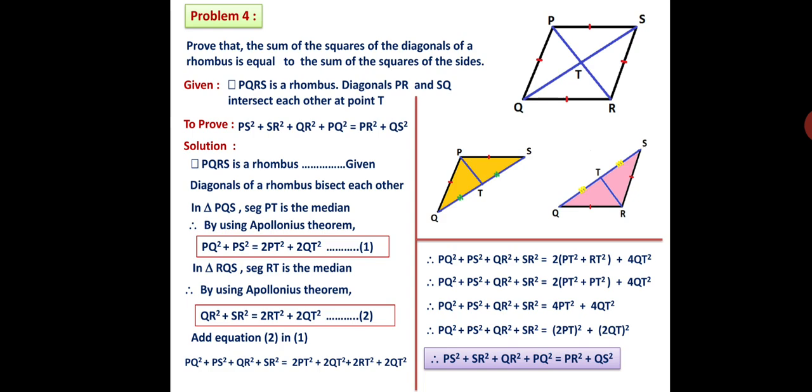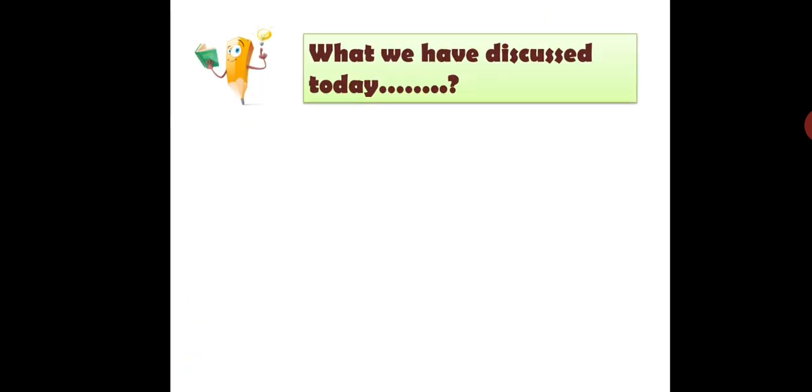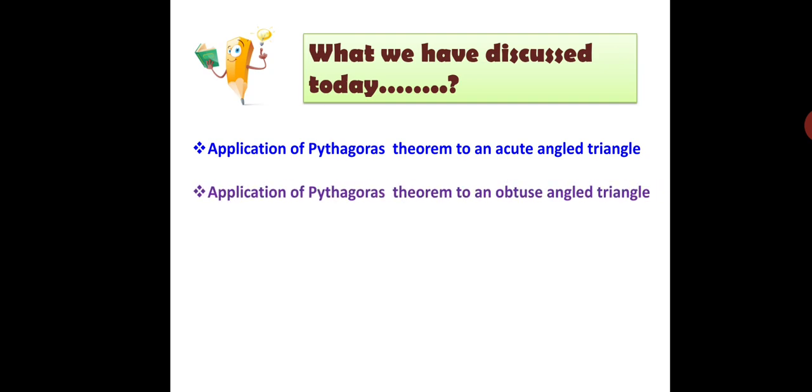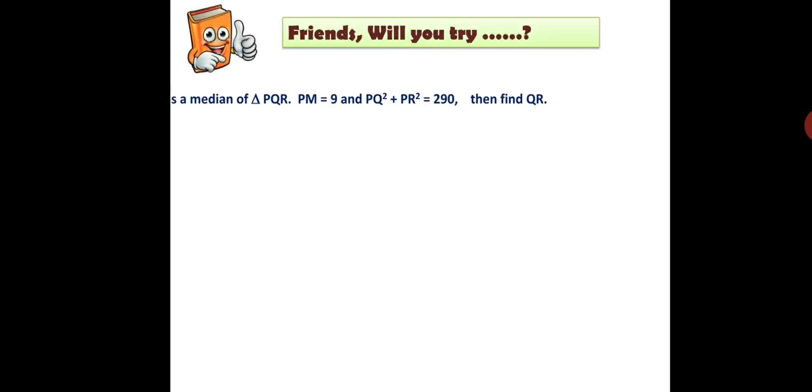I think it is very easy, and if you are practicing, you will get an idea how it is to be proved. Friends, till now what we have discussed: the application of the Pythagoras theorem to an acute angle triangle, where one formula was derived, and the application of the Pythagoras theorem to an obtuse angle triangle. Later on, by using these two theorems, we have proved the Apollonius theorem, and a few problems based on this Apollonius principle we have discussed. Now you should try these problems.